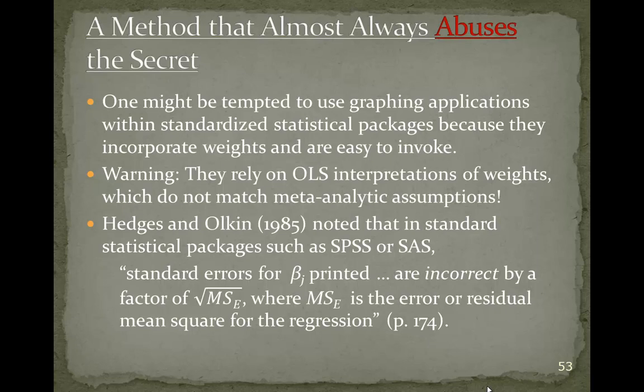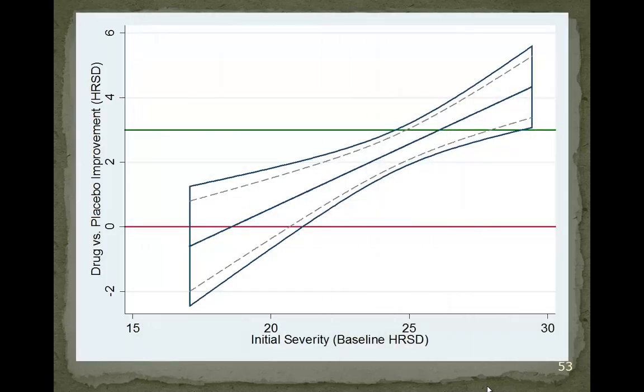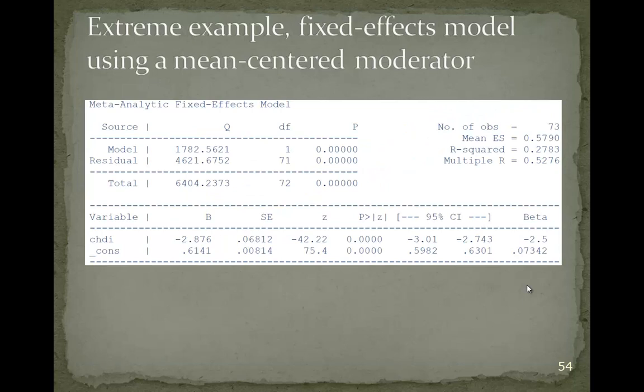That's why you want to use macros like Wilson produced, or software that's dedicated for meta-analysis. So here's an example with the antidepressants, and it shows the actual confidence bands, which are the solid ones, being wider than the ones produced by the graphics software. So I just overlaid them for that case. Slightly different. And then here's a more extreme example, and I forget what this was.